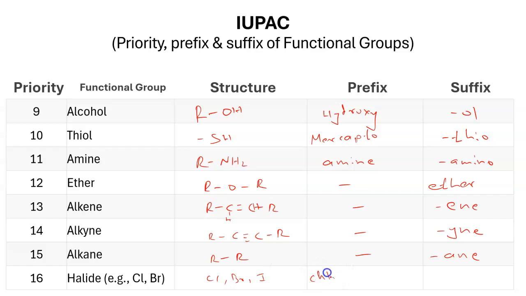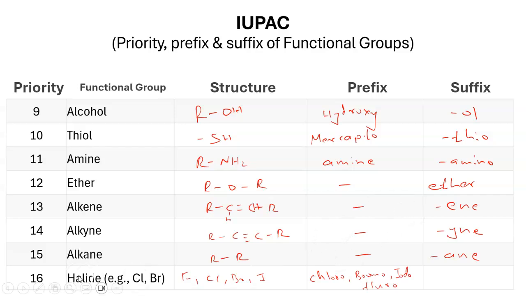So chloro, bromo, iodo, or there is one more, that is fluoro. These are some of the names of a functional group and the priorities which have to be written in the prefix and suffix. It depends on certain rules.